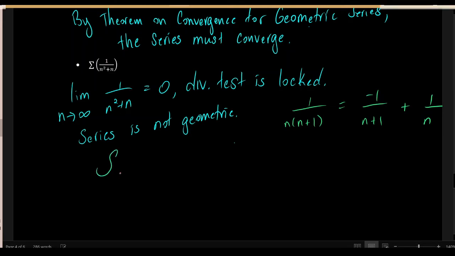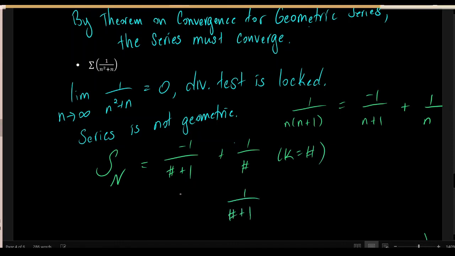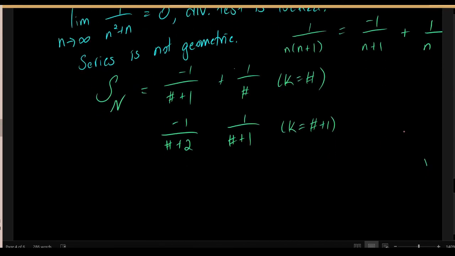So if I wrote out a partial sum up to the number capital N, then I would have some starting number and then after that I would have the next terms, and so on and so forth, all the way up to the final term, capital N, where I would have negative 1 over capital N plus 1 plus 1 over capital N.